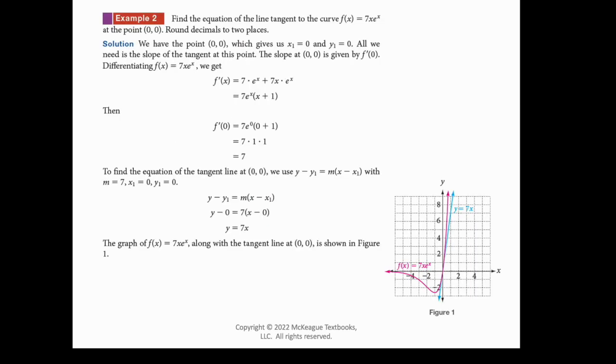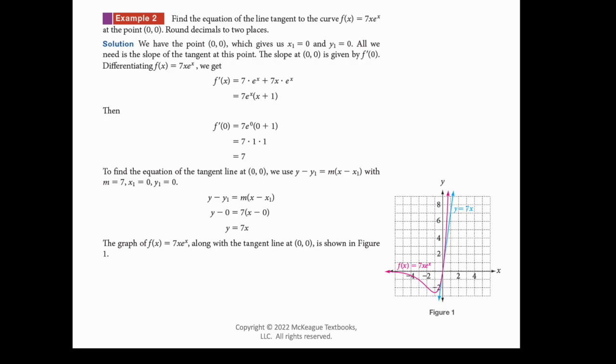So now looking at example 2, we need to find the equation of the line tangent to the curve f of x, which equals 7x times e to the x at the point (0, 0). The directions also state to make sure that we round to 2 decimal places, so we need to make sure to do that.